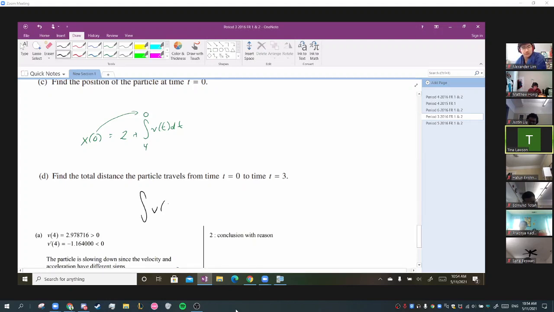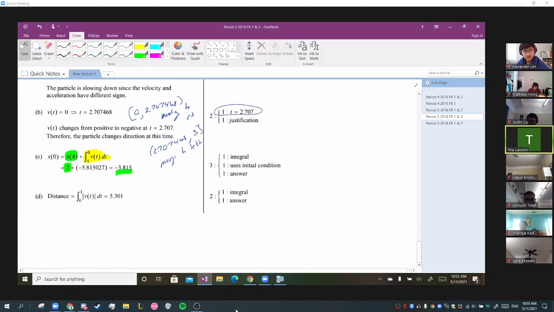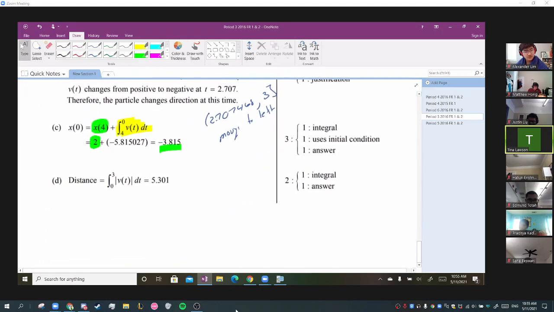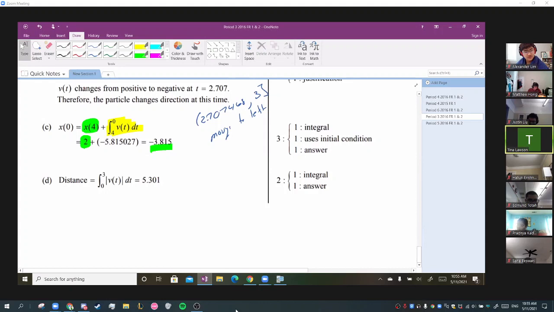So what you want to do is find the total distance. You take that velocity, and instead of just the integral, because that would give you the displacement, the overall change, we don't want that. We want all negative velocities to turn positive, and all positive velocities to stay positive, and we just want to accumulate all of them. We're going to do that from 0 to 3, just like that. Let me show you the scoring guideline. 1 for the integral and 1 for the answer, okay?